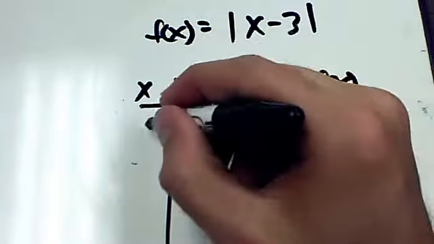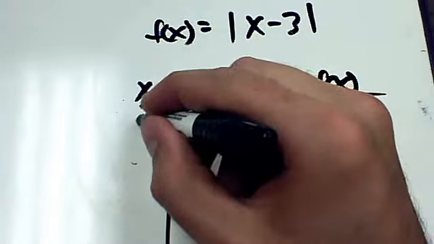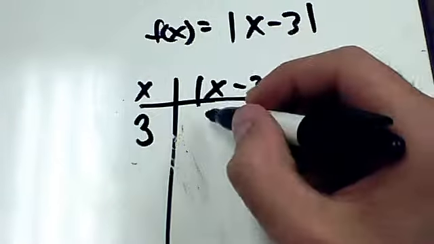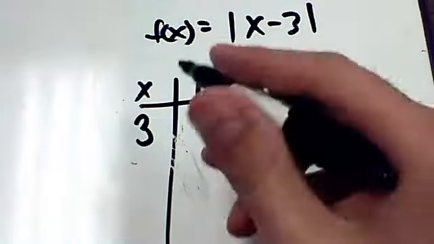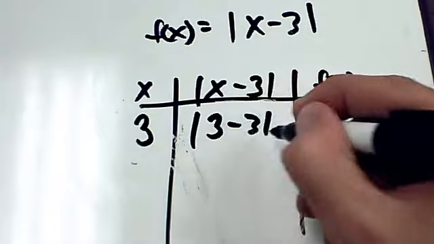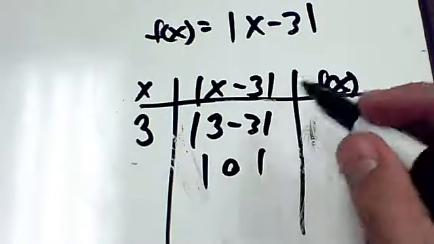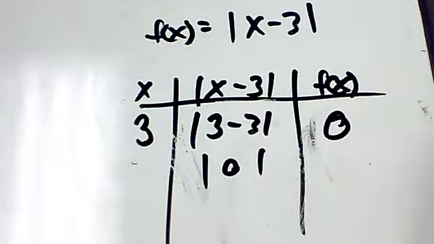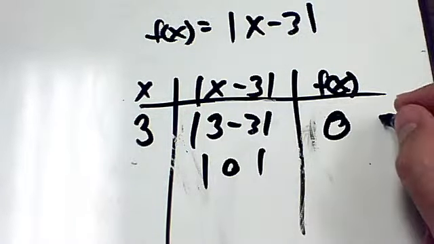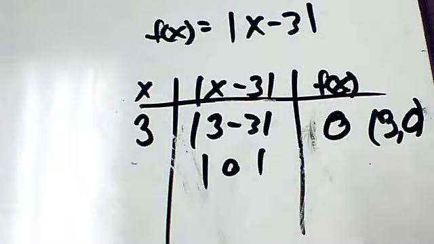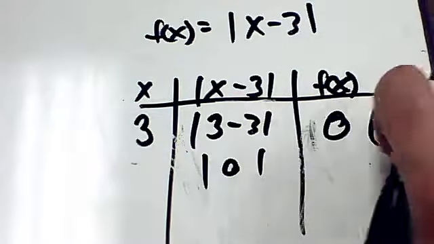If I had x was 3, then I would have the absolute value of 3 minus 3. 3 minus 3 is 0. And the absolute value of 0 is 0. And if you want to graph that point, you'd have a point at 3, 0.